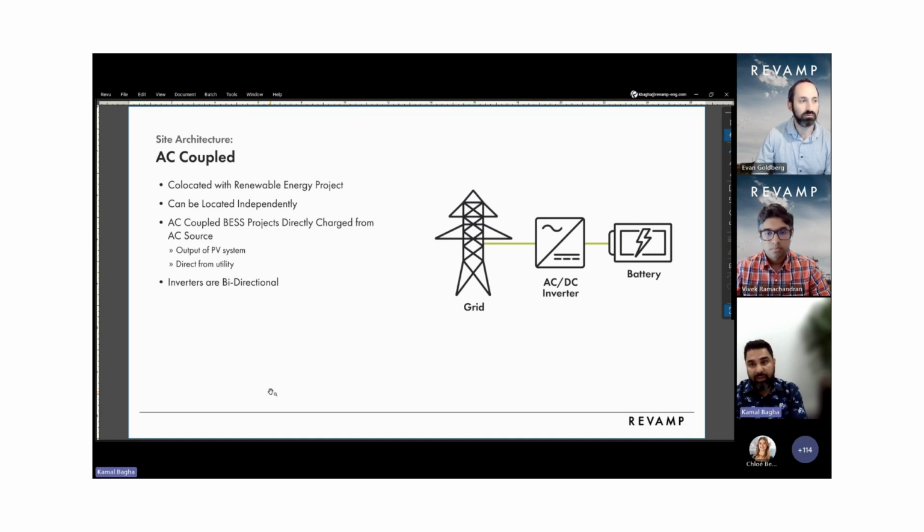AC coupled BESS projects get their name because they are charged directly from an AC source. That could be the output of a PV system or directly from the utility. The one key factor about these projects is the inverters for AC coupled systems are bidirectional. That allows them to work in four quadrants, so you can provide VARs, absorb VARs, provide megawatts, absorb megawatts.